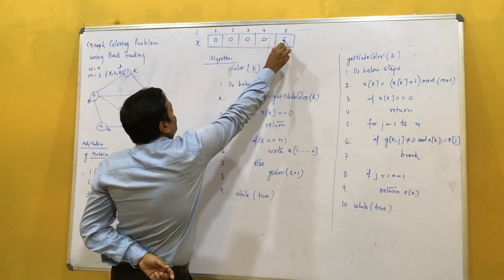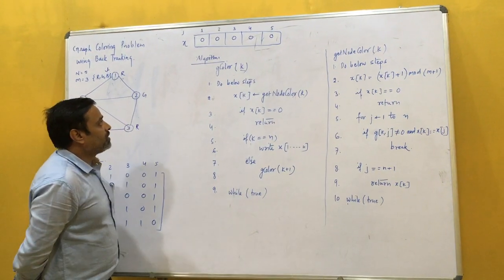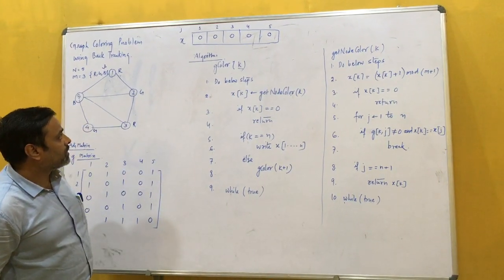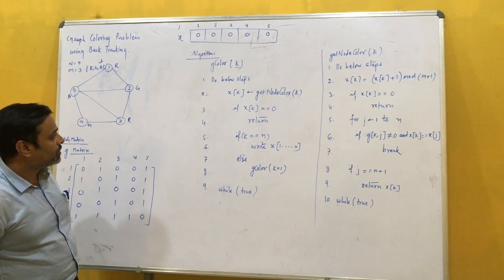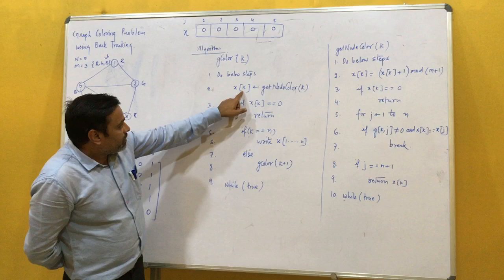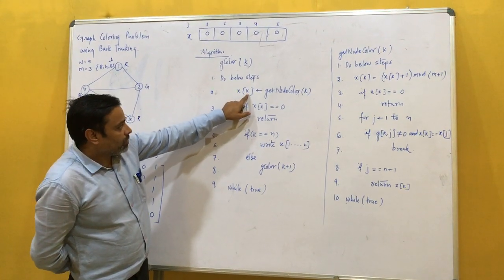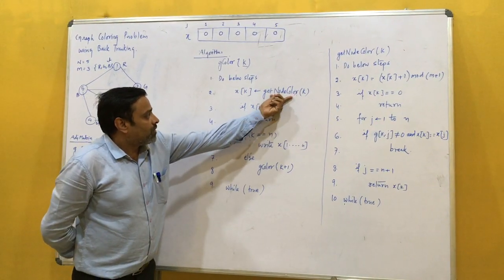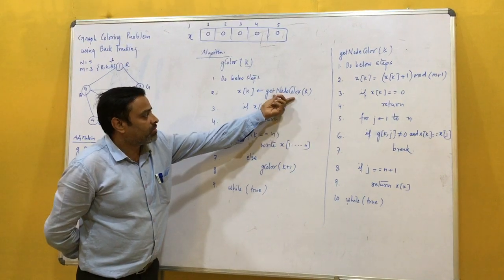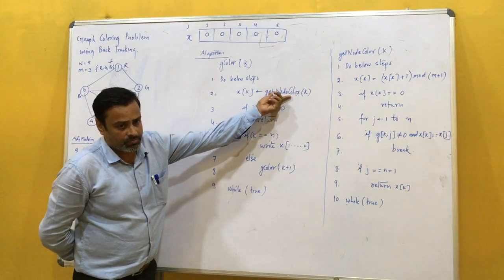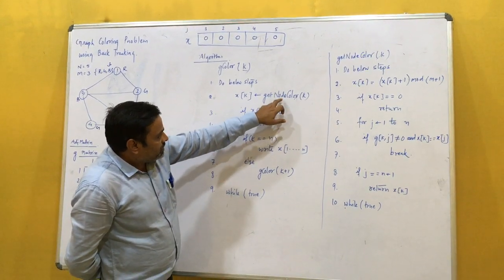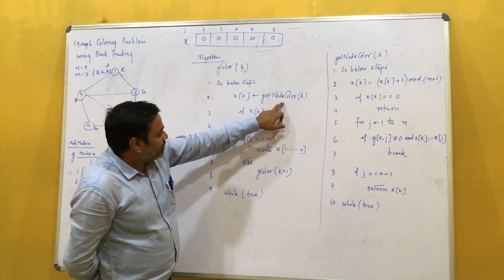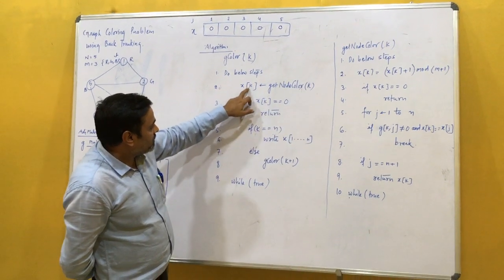This is the property of the global variable in the program: if you are using a global variable, the initial default value for the global storage is 0. Now I am trying to get a color for this kth node, and this method is responsible for providing me an appropriate color. I am assuming that this algorithm will provide the appropriate color, and that color will be stored in this xk.